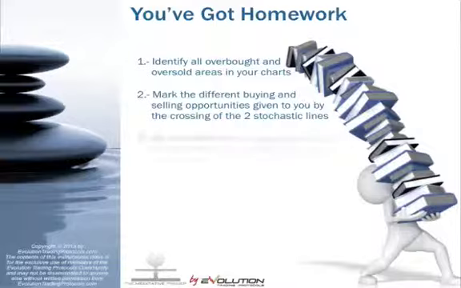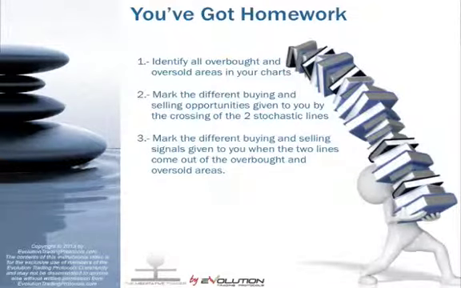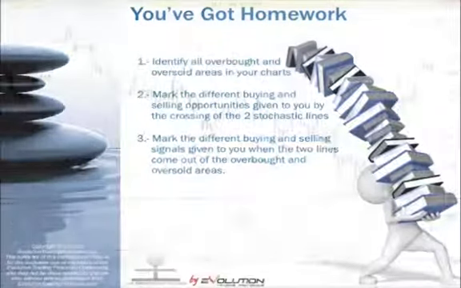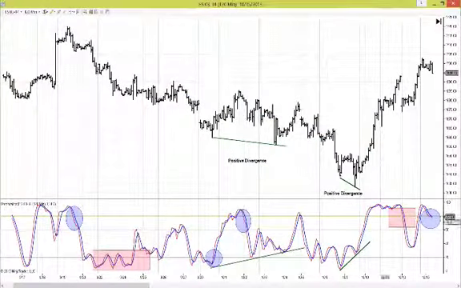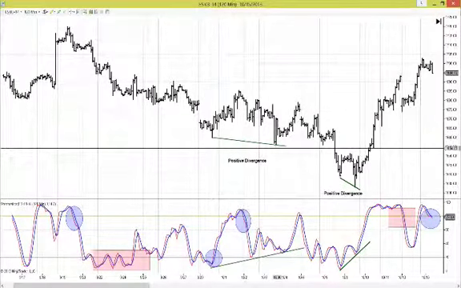Okay, third, mark the different buying and selling signals given to you when the two lines come out of the overbought and oversold areas. Those precisely ones that I mark here, you mark them in your different charts. This one is the ES 120 minutes, which is the one that we have been using so far, but you can use any time frame.